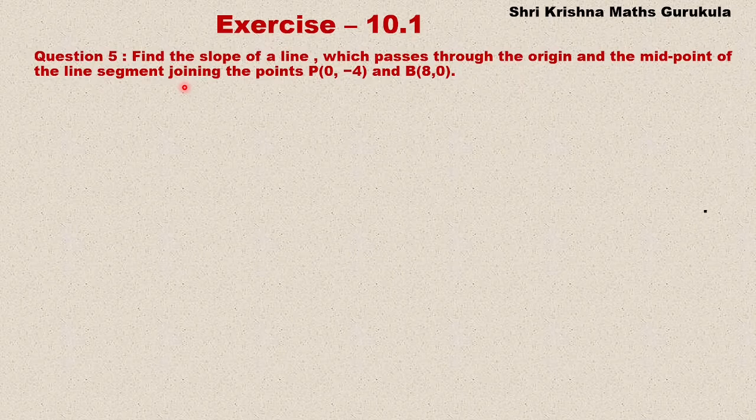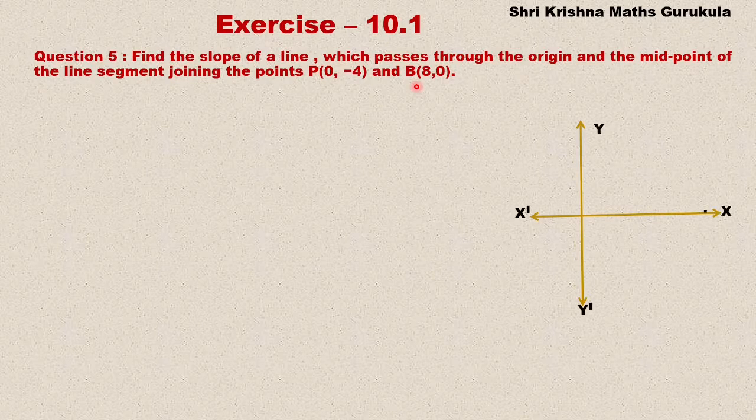The question goes like this. Find the slope of the line. We have to find the slope of a particular line which passes through the origin and the midpoint of the line segment joining two points. They have given us two points P and B. The given line, of which we have to find the slope, passes through the midpoint of the line segment joining these two points. That is what the question is. So ultimately we are finding the slope of the line.